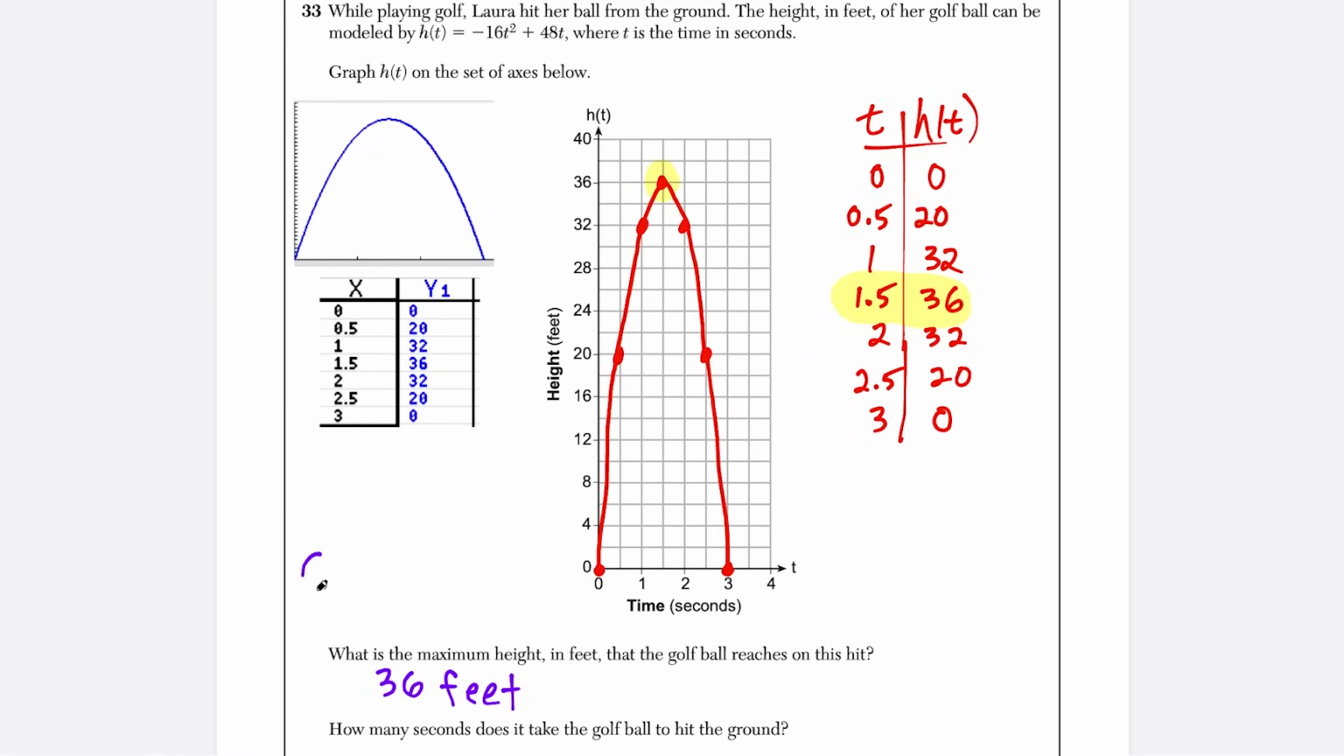Now, one thing that comes to mind is when I'm looking at a question like this, I could also use the formula for the axis of symmetry, the formula x equals negative b over 2a.